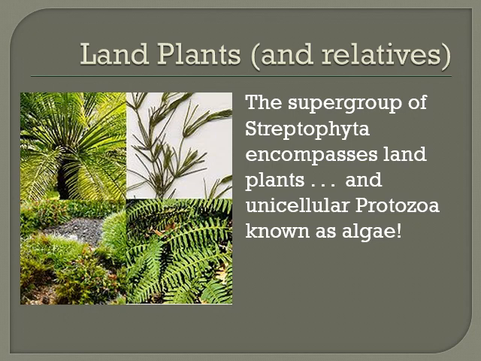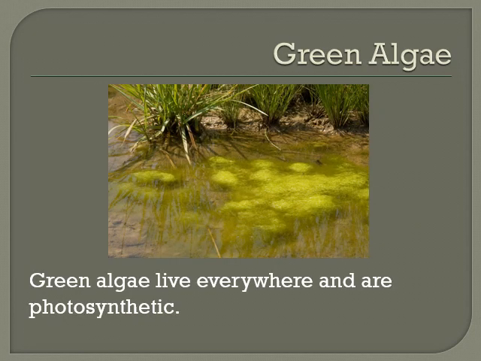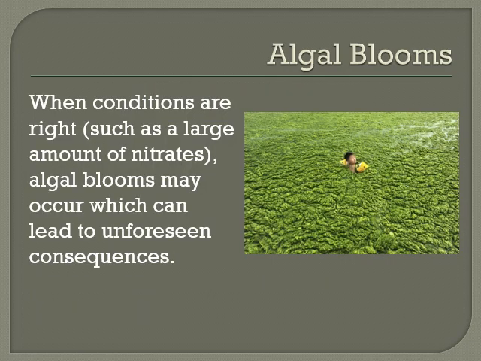And that's what I want to focus on here, the algae. Algae live everywhere. They're photosynthetic. You've heard of them before. You've seen them everywhere. When conditions are right, the algae are going to bloom. If there are a lot of nitrates present, you're going to see a large influx of algae. Like I said in the last lecture, this tends to happen at the mouth of rivers. Why? Why at the mouth of rivers?